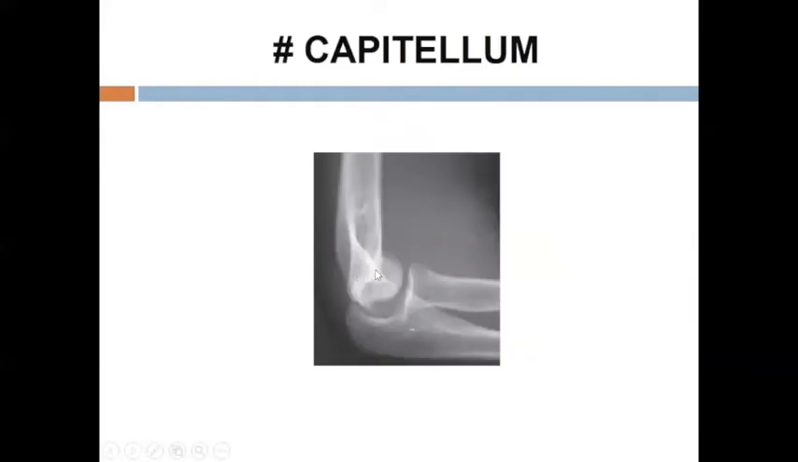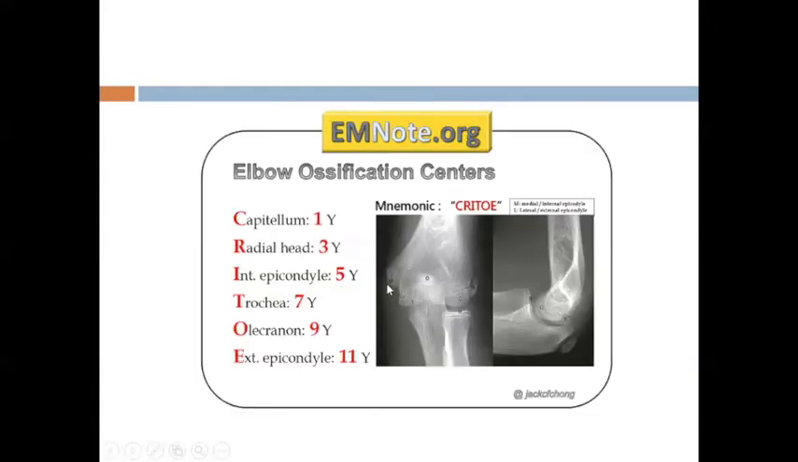This is a fracture of the capitulum. In this fracture of the capitulum also, the anterior humeral line and radiocapitellar line will change. The fourth thing is regarding elbow ossification centers.